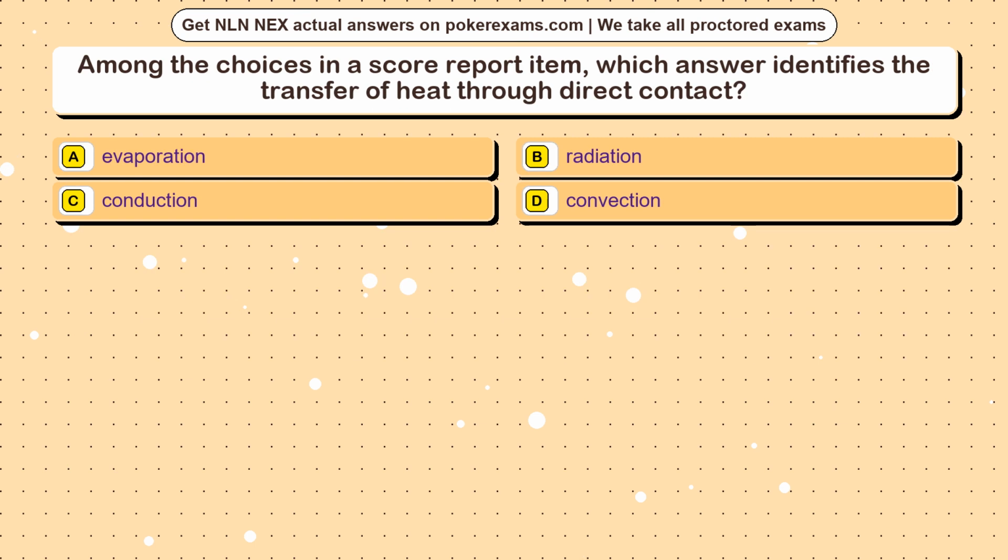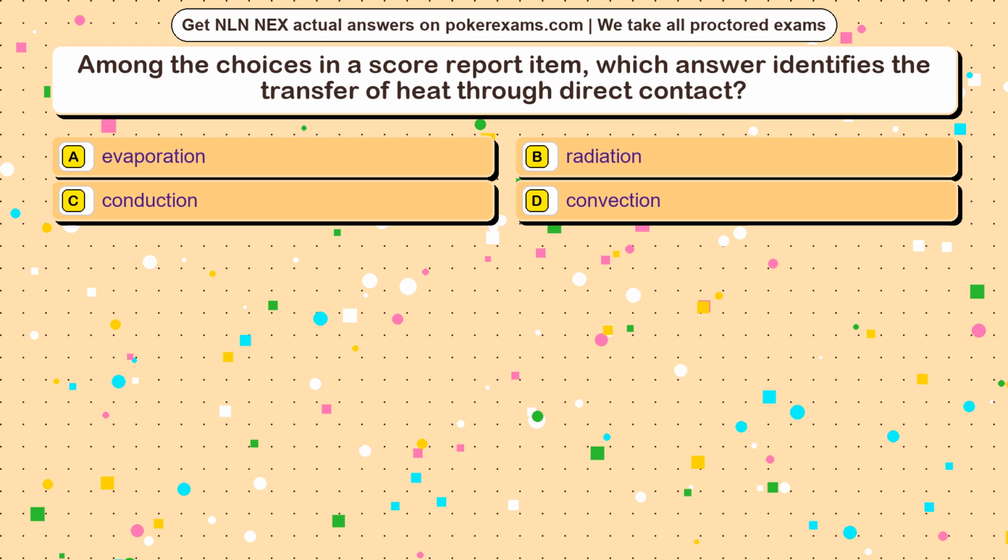Question 15. Among the choices in a score report item, which answer identifies the transfer of heat through direct contact? Option A, evaporation. Option B, radiation. Option C, conduction. Option D, convection.